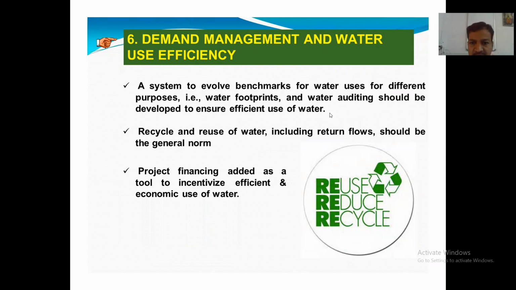So, demand management and water use efficiency. The system should evolve benchmarks for water uses for different purposes. Water auditing should be developed to ensure the efficient use of the water. Water auditing should be done for effective use of the water.